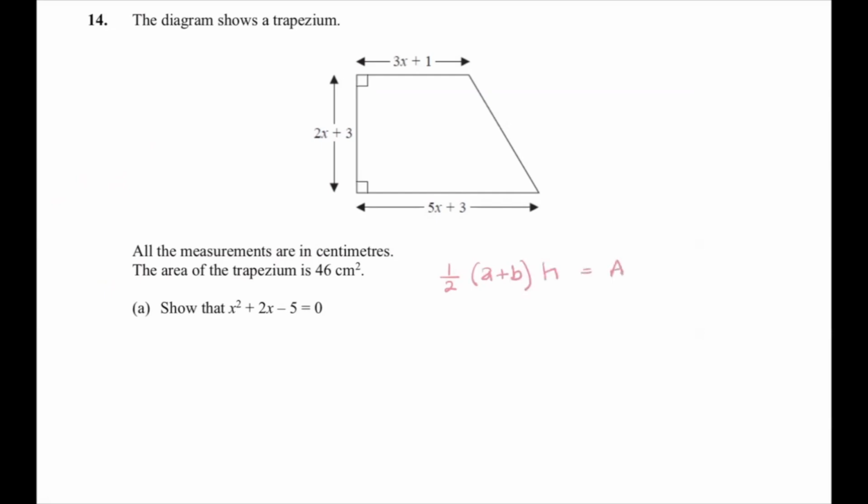Now we're going to pop in the bits that we know. So we've got a half. Now a and b are the parallel edges. So I'm going to do this before I write it down. I've got 3x plus another 5x. I have got 8x, and then adding my numbers, I've got plus 4, and then that would get multiplied through by the height, which is 2x plus 3. We know this is equal to 46. So that's all the detail. That's everything that I want. Now I am going to concentrate on expanding these brackets. I'm going to make that my first job.